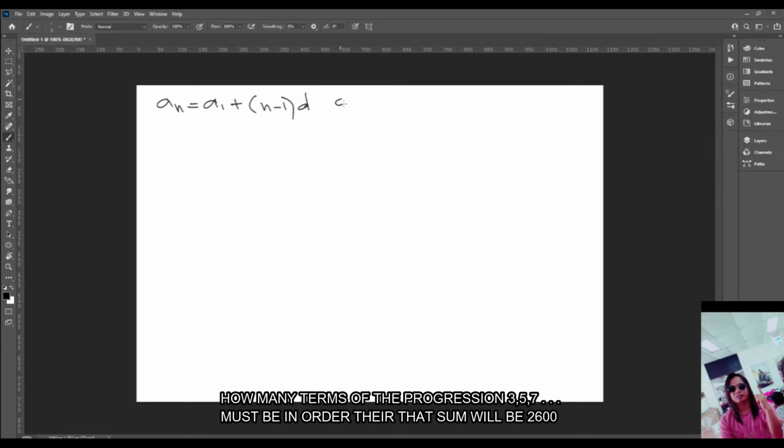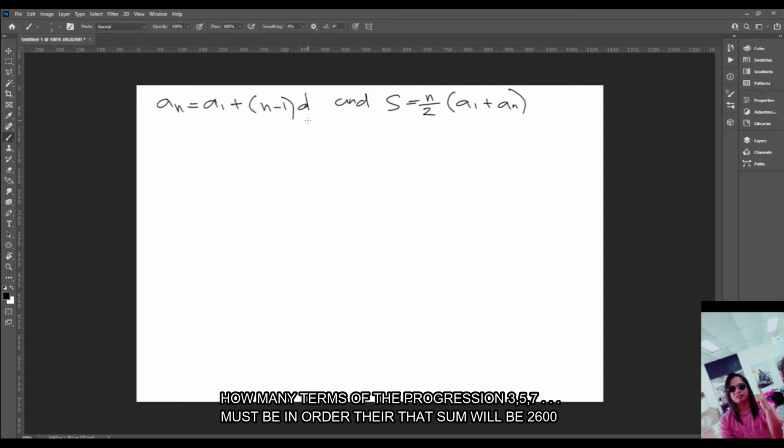And guys, you should also be familiar with the sum, if you will encounter this in other problems: the sum is n over 2 times a1 plus an.